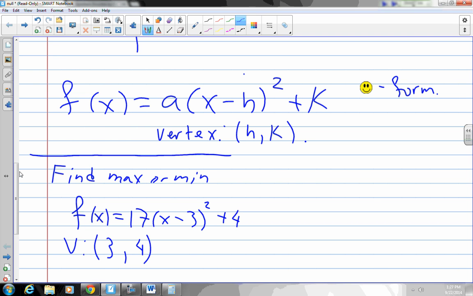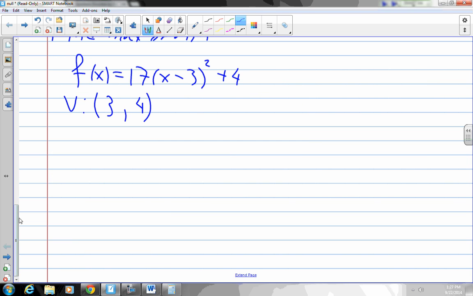Because you know what I'm about to do, is to give you just whatever form of a quadratic function. So let's talk about that example. So yeah, so this is a minimum. So the minimum is y equals 4, and it's obtained when x equals 3.